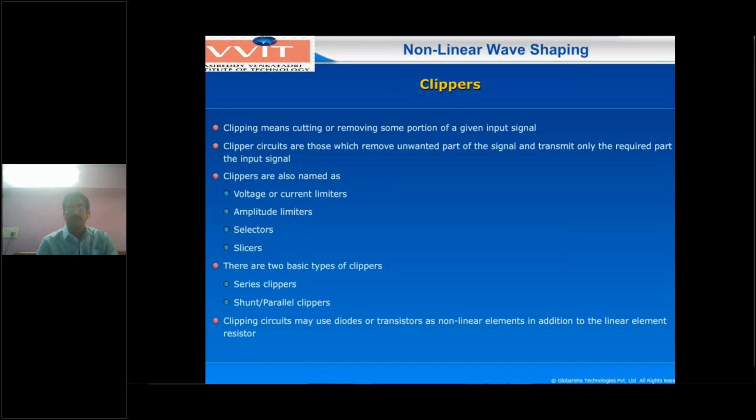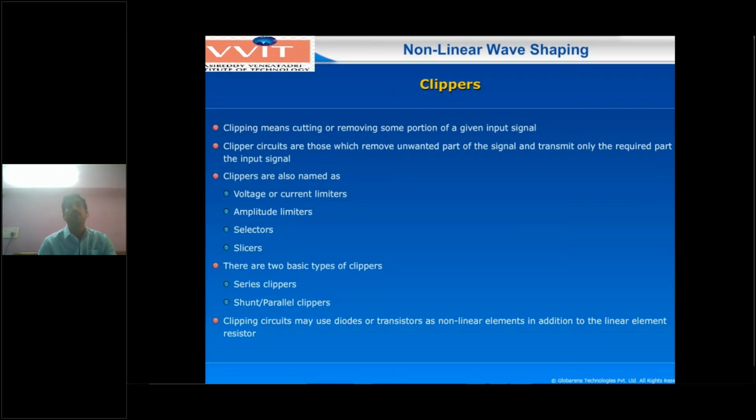Next, what is meant by clipping? Clipping means you have to remove some portion of the input signal. For example, consider a half-wave rectifier, which you have done as an experiment in the EDC lab. Within this, the input is a sinusoidal waveform and the output is pulsating DC, where you get only the positive peaks. That means some part of the input waveform is removed. In the half-wave rectifier example, the negative peak of the input waveform is removed.